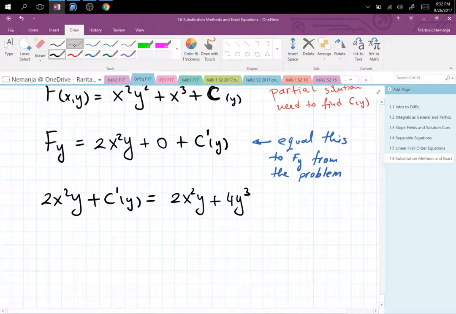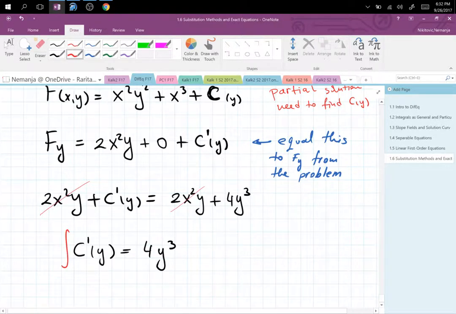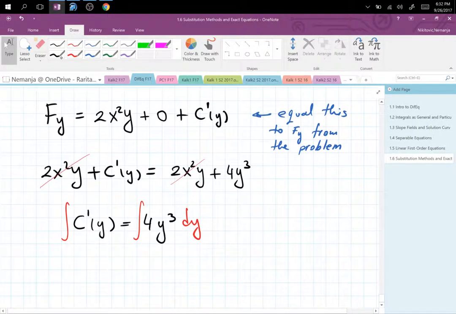These guys, as you can see, they drop because they are the same on both sides. And here we get, earlier example had that the c prime was 0. Now we get c prime of y is equal to 4y cubed. Right? Integrate with respect to y. Integral of c prime just gives you c of y. On the right-hand side, you get y to the 4th plus some constant k.